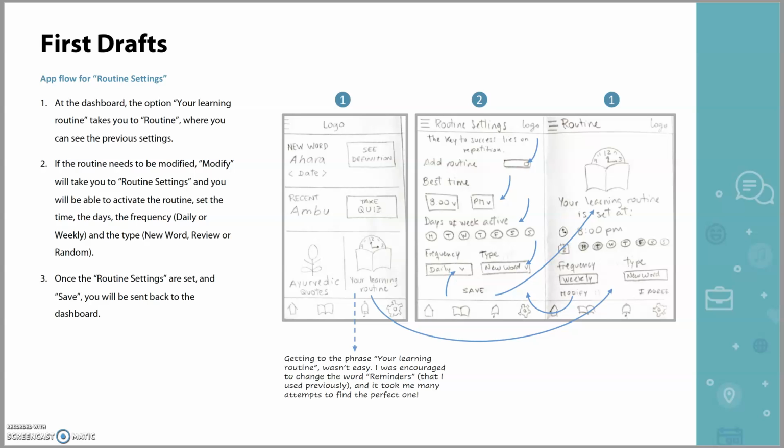This is the app flow for routine settings. At the dashboard, the option Your Learning Routine takes you to a routine where you can see the previous settings. If the routine needs to be modified, you have to click Modify, and then you will be able to set the new routine. Once the routine settings are set and saved, you will be sent back to the dashboard.